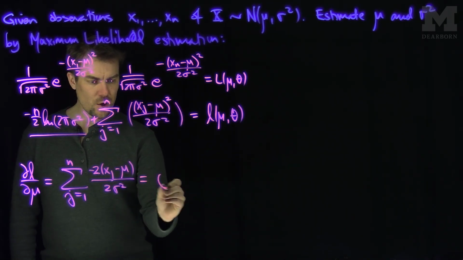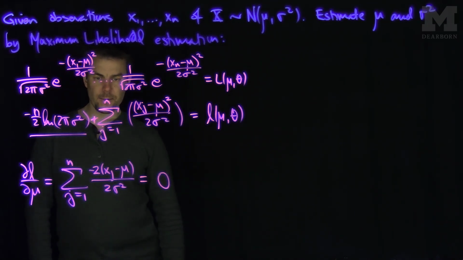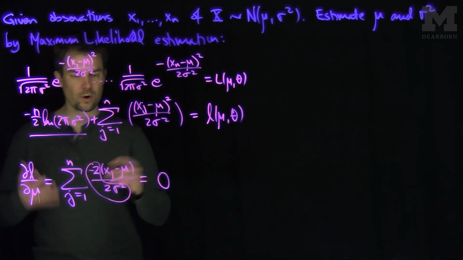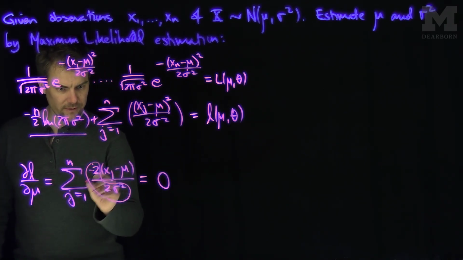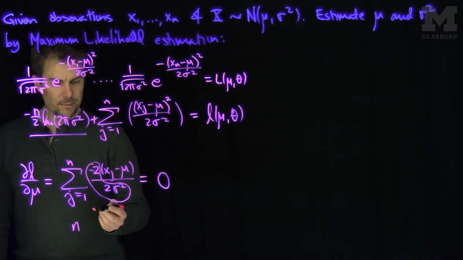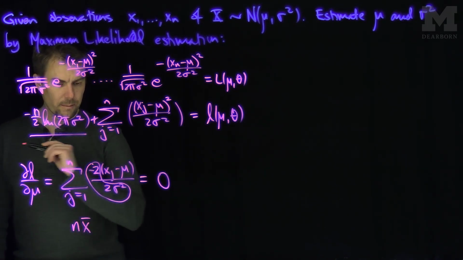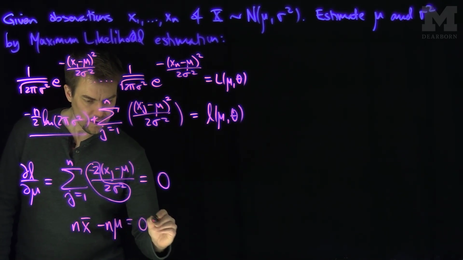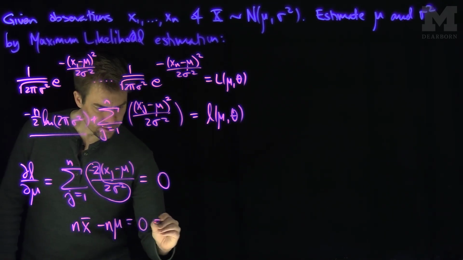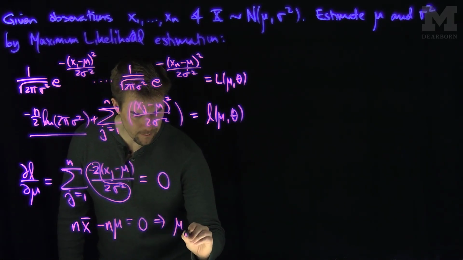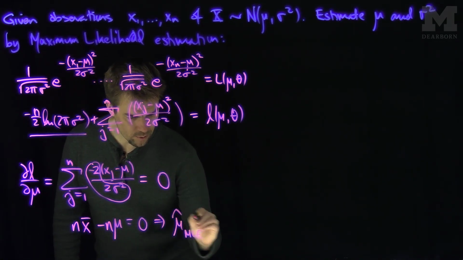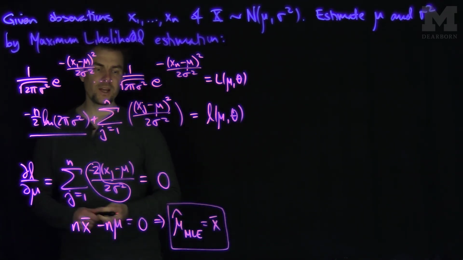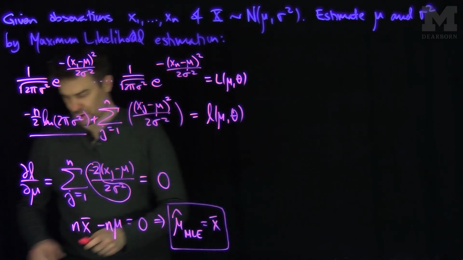And I'm going to set this equal to 0 to find the maximum. We can see that the 2 sigma squared and that negative 2 don't matter. If I sum these up, I'm going to have n times x bar, by adding up all the xj's, minus n mu is equal to 0. This is going to be my estimate. So this implies that the maximum likelihood estimate for mu is just x bar, the sample mean. So the maximum likelihood estimate for the mean is just the sample mean for a normal distribution.